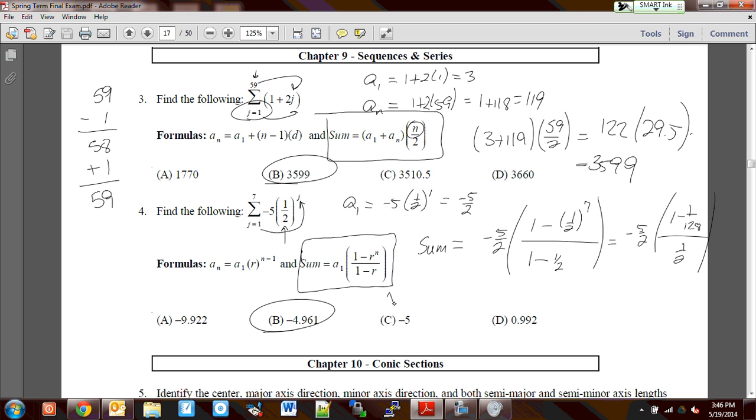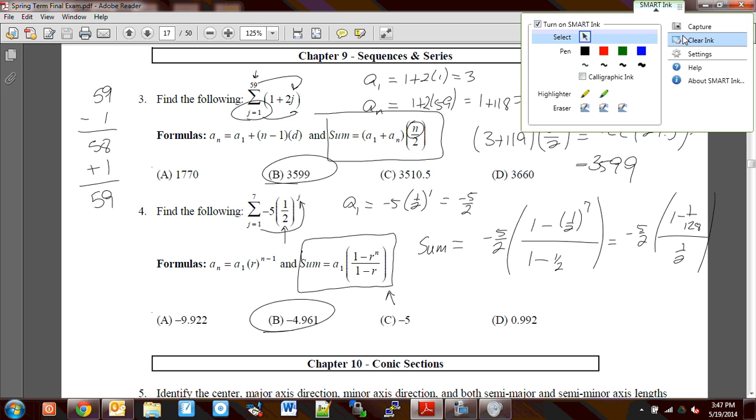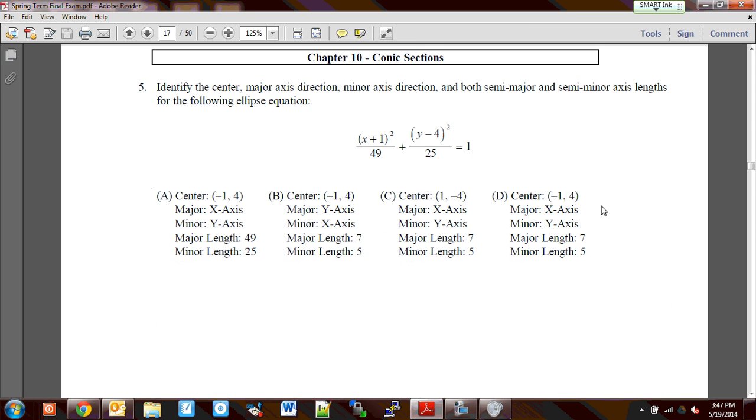Remember, we just use this formula. A sub 1 we found like up here. You plug 1 in for the variable and solve for it, negative 5/2. R is simply what is in the parentheses, and n, you find the same way for both of these. If this starts at 1, it's simply the top number, but if this does not start at 1, it's the top number minus the bottom number, and then you add 1. Alright, let's go to 5, and we're going to be halfway done.